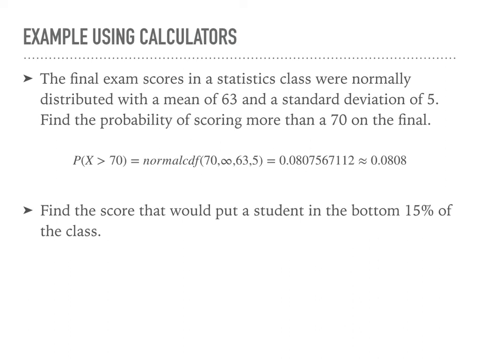Let's again look at an example we did before. Find the score that would put a student in the bottom 15% of the class. So using your calculator, you would say that x equals inverse norm 0.15, comma 63, comma 5, which gives you 57.817831, which is approximately 57.8, which is what we calculated earlier using the tables.